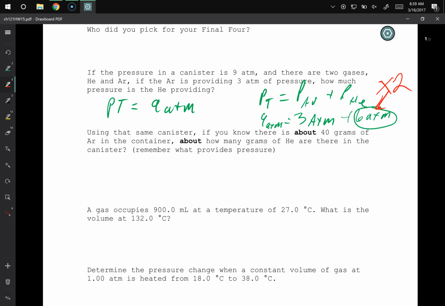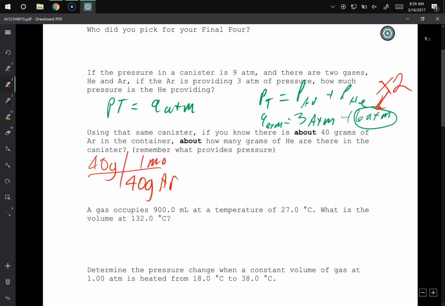So what you would need to do in this next problem is, I'm saying there's about 40 grams of this, and the number is about 40 grams of argon is 1 mole of argon. So there's about 1 mole of argon in that container. So how many moles of helium are in that container? 2.